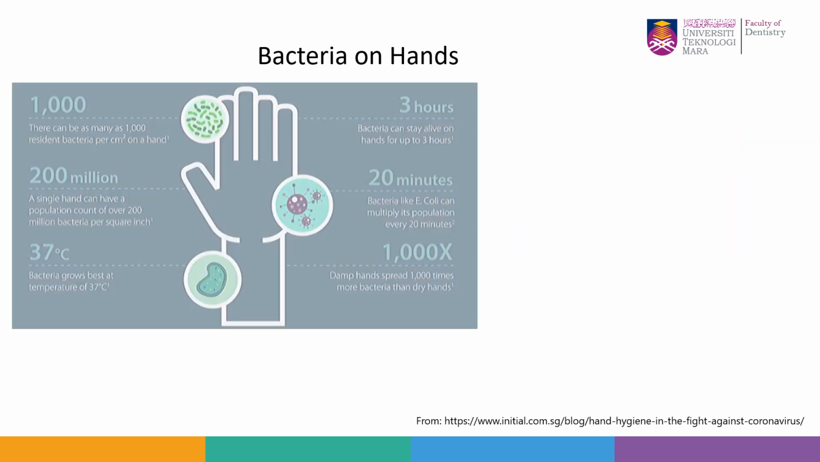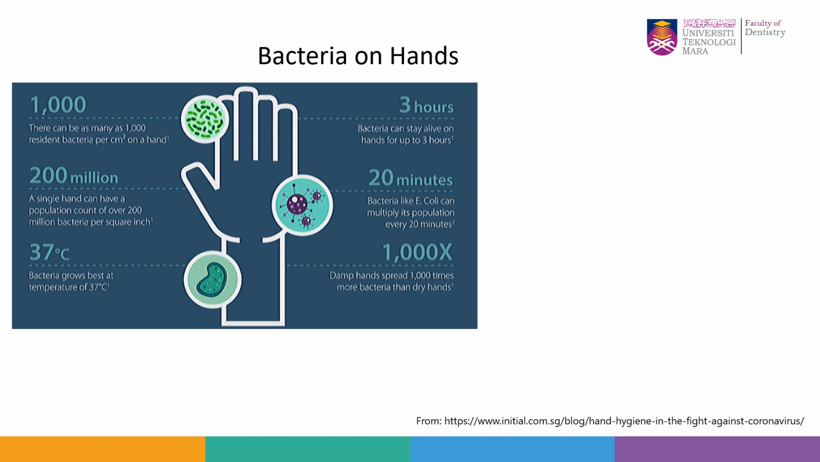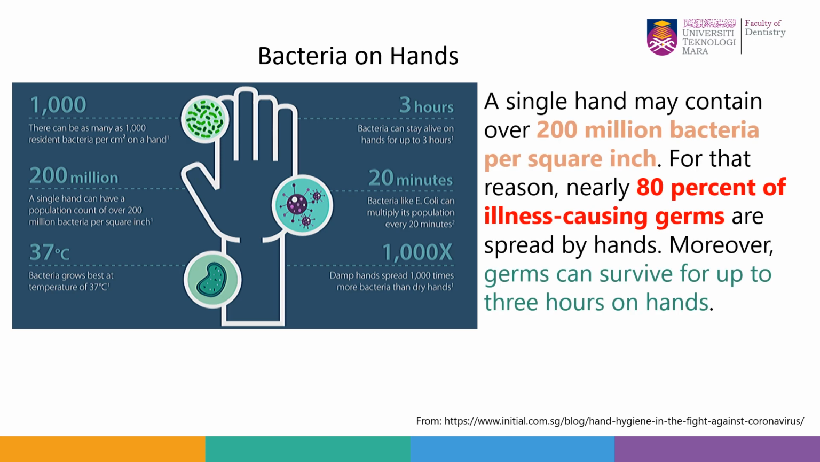Right, bacteria on hands. Looking at this diagram, it says that there are 1,000 resident bacteria per square centimeter on your hands. Okay, that's a lot of bacteria, and bacteria usually can stay alive on your hands for up to 3 hours, and your bacteria may grow best at 37 degrees Celsius. And this diagram shows you how your hands can be a great source of infection to your body, okay, and to other people as well.